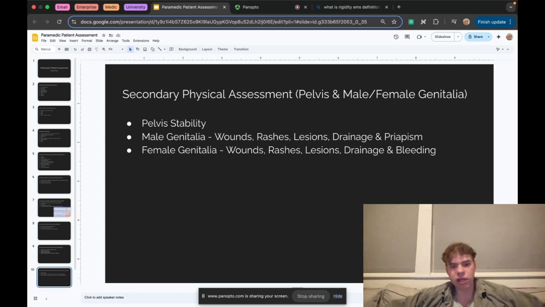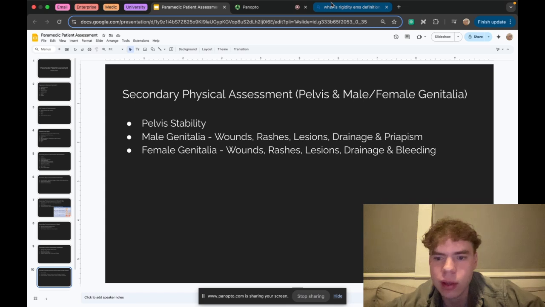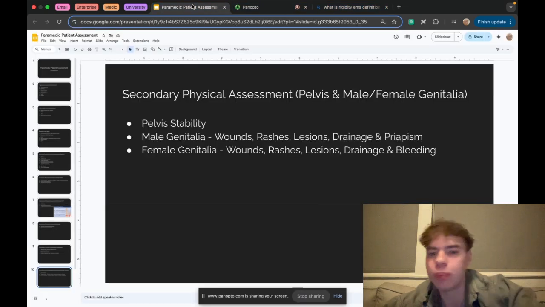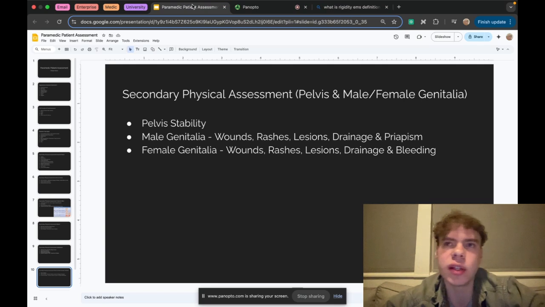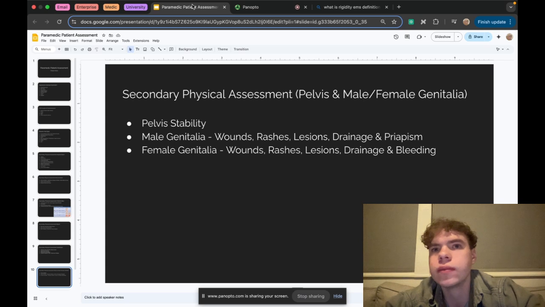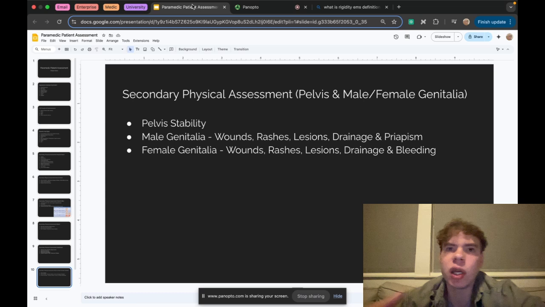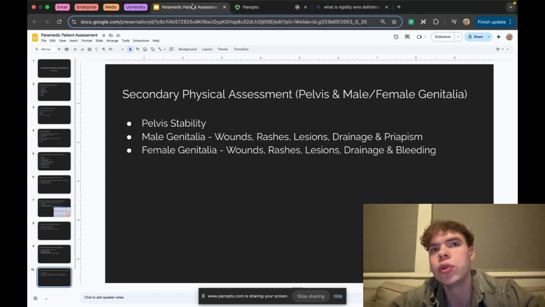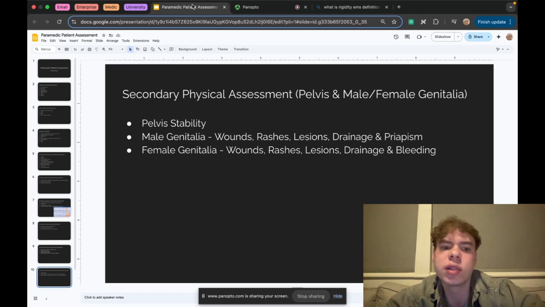And then male genitalia: wounds, rashes, lesions, drainage, and priapism. Am I even saying that right? I'm not going to Google that, but I don't even think I know how to say it correctly. Sorry. It's basically just a prolonged erection. So when you're doing your assessment, you're basically just feeling everything. You'll notice it, and once again, that's something to note to the physician or the nurse when you get to the hospital.